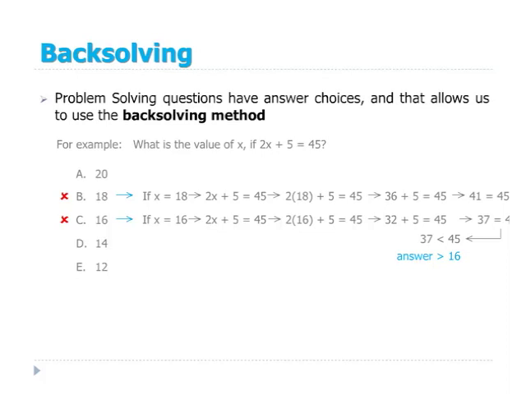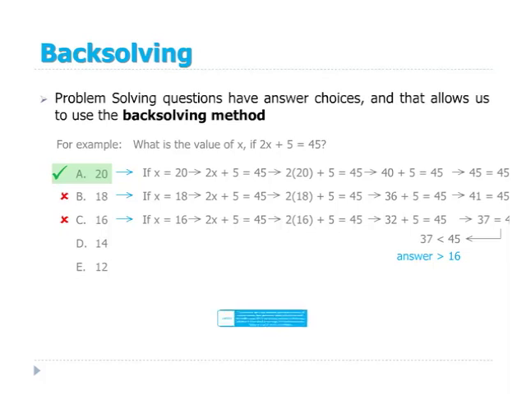Choice A. If x equals 20, then 2x plus 5 equals 45 will look like 2 times 20 plus 5 equals 45, or 40 plus 5 equals 45, or 45 equals 45, which is true, and therefore the correct answer is choice A. As you can see, even if you don't know how to solve this equation, you can backsolve it without applying any rules or properties that you could have forgotten.